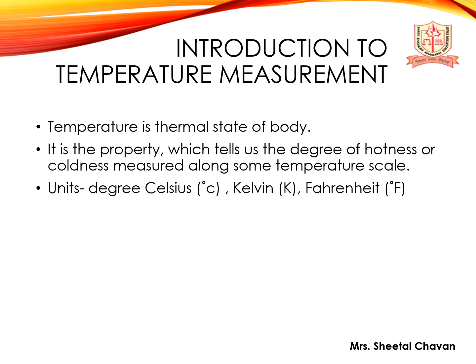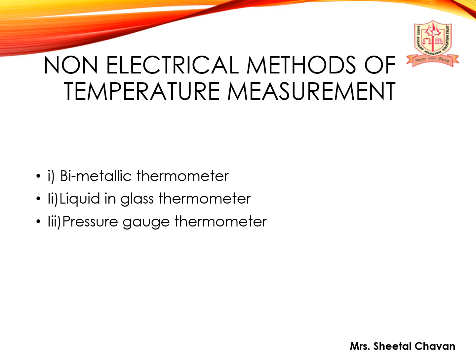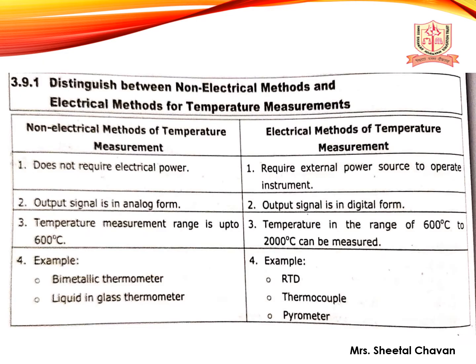Now let's see the introduction to temperature measurement. So temperature is a thermal state of body. It is the property which tells us the degree of hotness or coldness measured along some temperature scale. So the units are degree Celsius, then Kelvin and Fahrenheit. Non-electric method of temperature measurement. So there are three types. First one bimetallic thermometer, second liquid in glass thermometer, third pressure gauge thermometer.